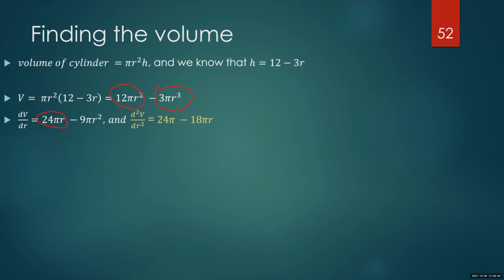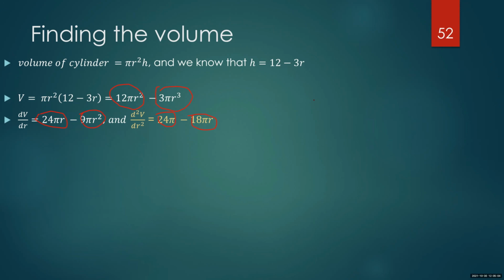We differentiate it again with respect to r. So you differentiate 24 pi r, and you get 24 pi. And if you differentiate the 9 pi r squared, you get 18 pi r. And that's the differentiation piece done, which, as you can see, is quite simple.